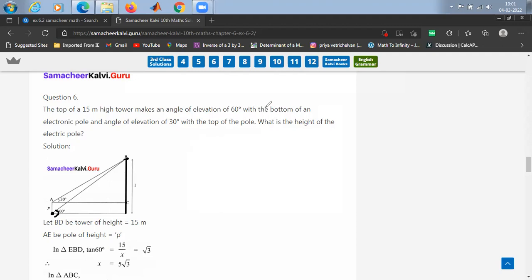Wait a minute, I don't get it. Why are they confusing? The top of a 15 meter high tower makes an angle of elevation 60 degree. 60 degree is fine. With the bottom of an electric pole.